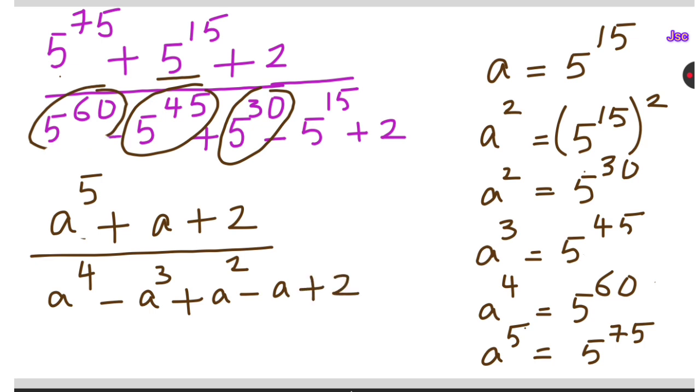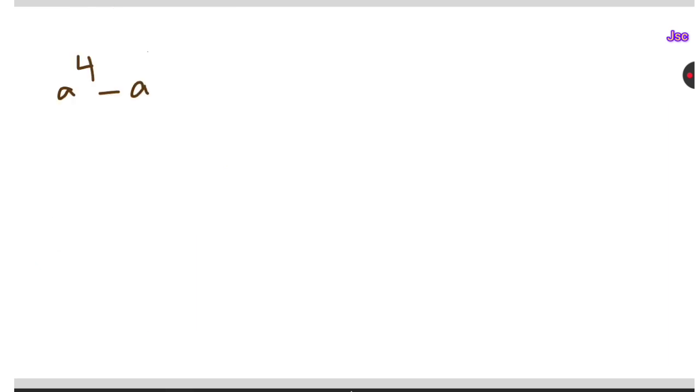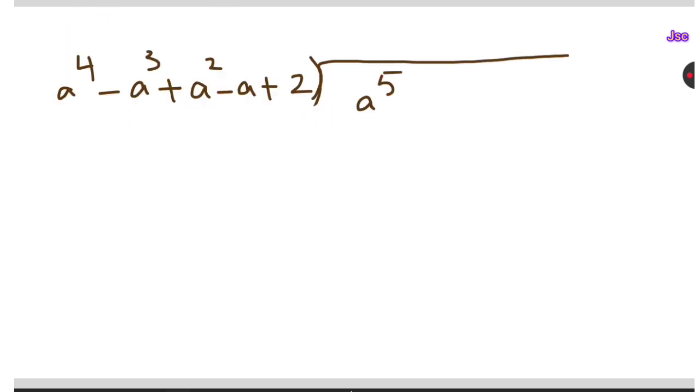So here numerator and denominator are in a division form, so let's do division. What we have is A raised to the power of 4 minus A raised to the power of 3 plus A raised to the power of 2 minus A plus 2, that is the denominator, and A raised to the power of 5 plus A plus 2 is the numerator. Let's do the long division.